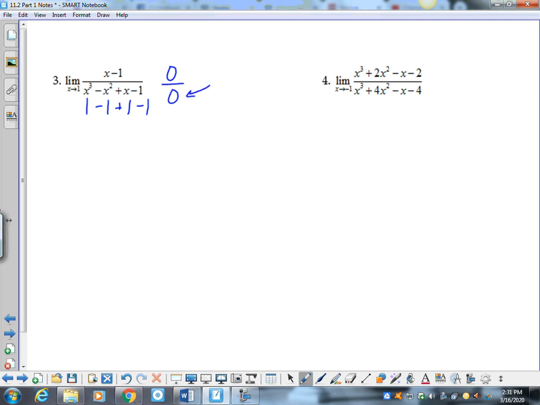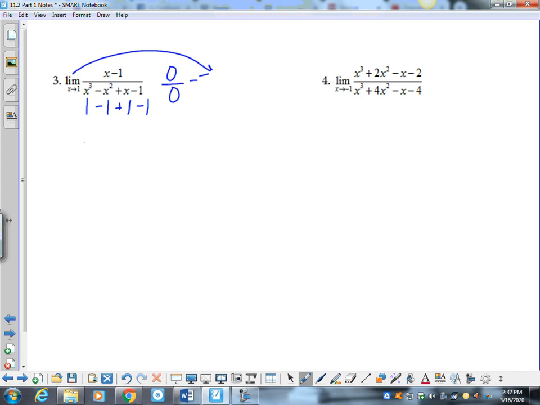So because of the 0 in the denominator, I cannot take this limit. If I had plugged a 1 into the denominator and gotten, I don't know, a 5, then 0 over 5 would have been 0. So the limit as x approaches 1 would have been a 0, free and clear. But because I have a 0 in my denominator, I have to use these other techniques to see if I can find a way around it.